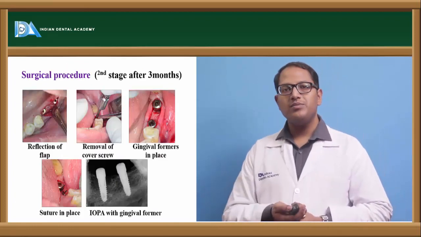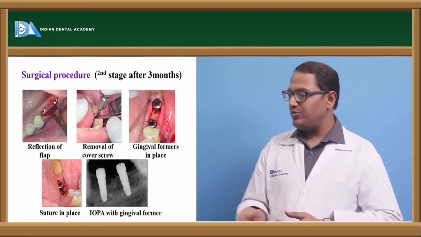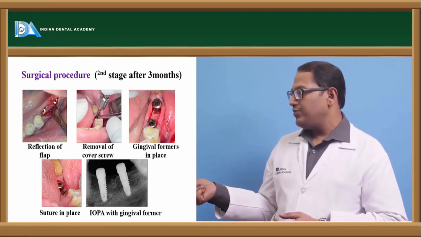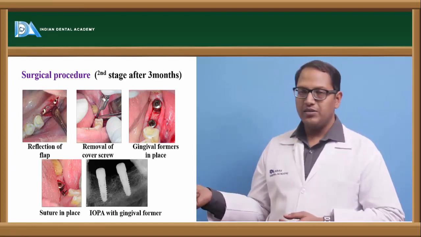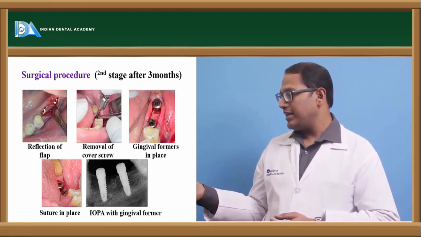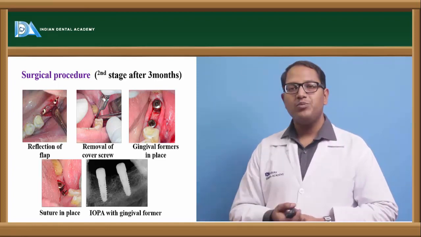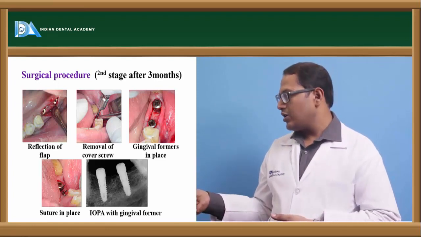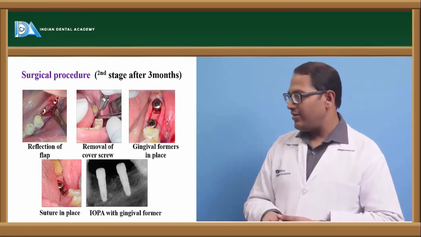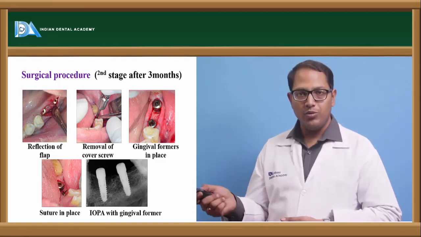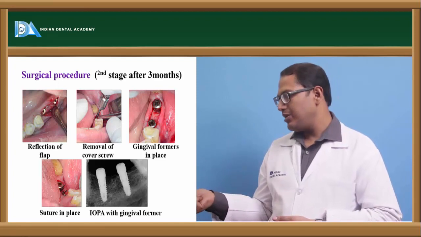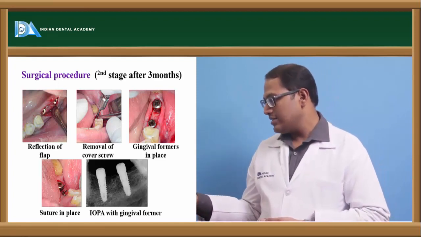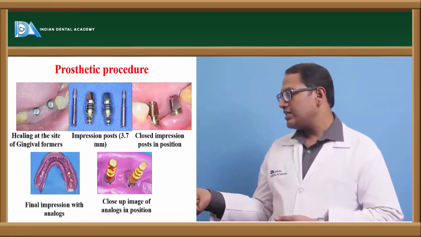The second stage of the implant is the prosthetic phase. What you do, you reflect the flap back, you remove the cover screw and you put the healing abutment that I told you about. These healing abutments are put to create the gingival collar. The gingival collar, based on the width of the tooth that is supposed to come, will vary. Like in anteriors, it will require a bigger gingival collar than that of the premolars or mandibular lateral incisors. The suture is placed back and the gingival former is placed.